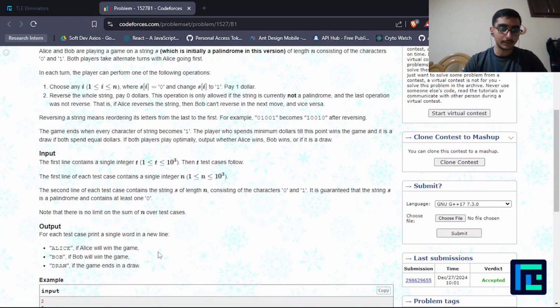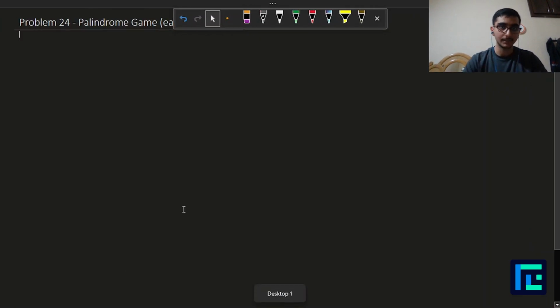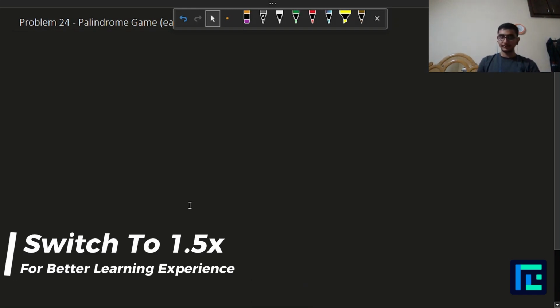For the output format, we have to print Alice if Alice wins the game, or Bob if Bob wins the game, or draw if the game ends in a draw. Right. Now, as you have read the problem statement, we can move on to understand it.